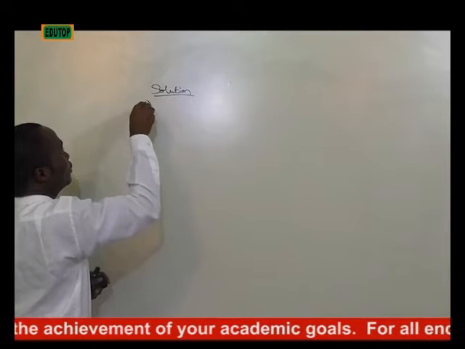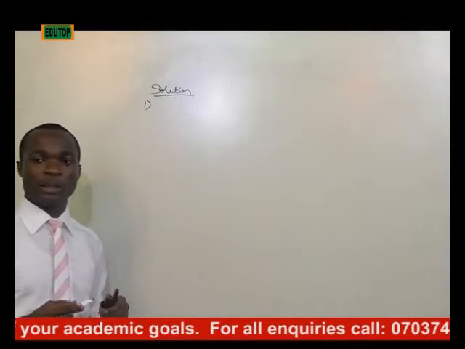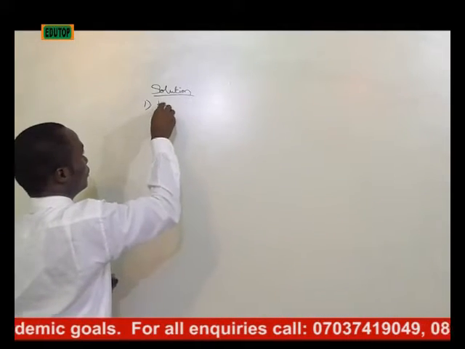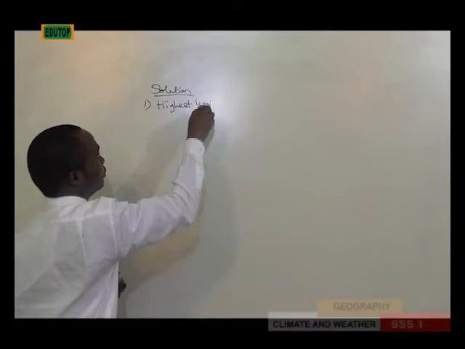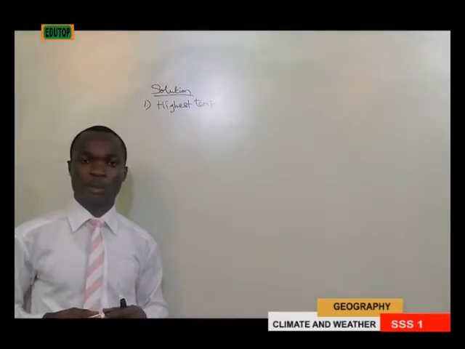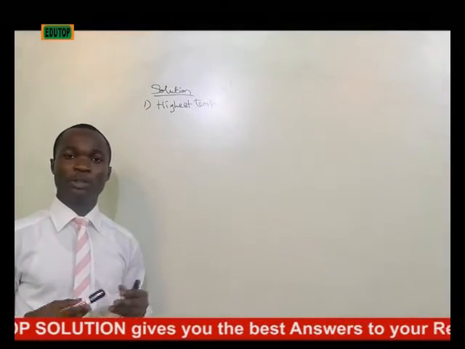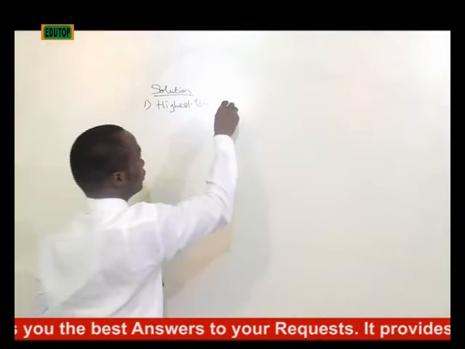Number 1. Month with the highest temperature. Month with the highest temperature from the table is July with 48 degrees Celsius.